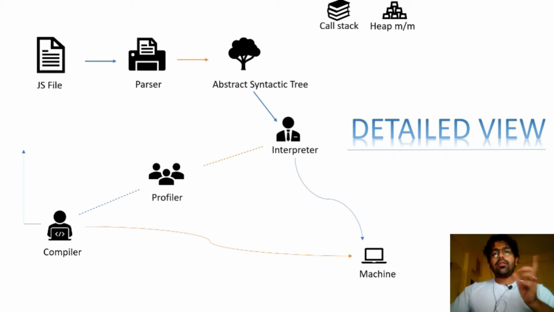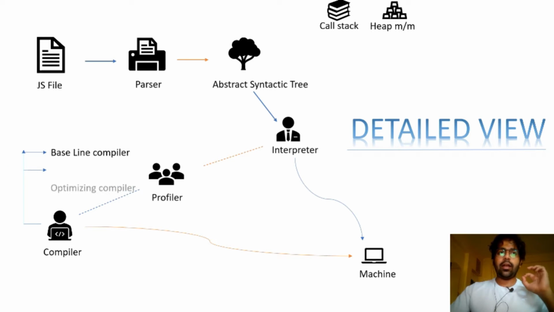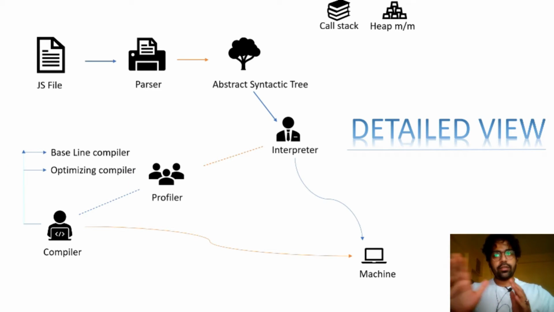Now the compiler has two more bifurcations. The first is called the baseline compiler, and the other is called the optimization compiler, or optimizing compiler. We'll get into details of all these things. It is important to know that in the V8 engine in Chrome we do not have these two. Both have been clubbed into something called TurboFan.